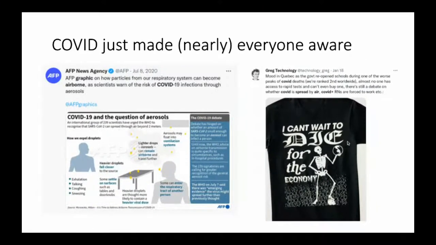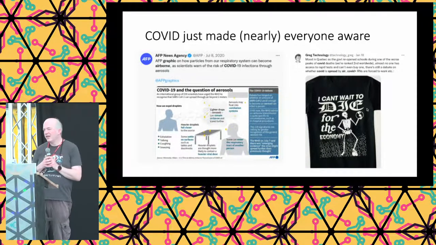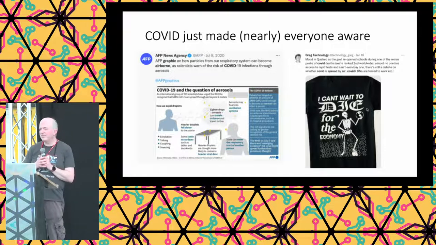Okay, people mostly weren't talking about air quality until, would you say maybe January 2020? Actually, maybe a little bit later than that. I've got this graphic here, which is actually from July 2020, and this is one of many explainers that you will remember from the news media. Oh, hey, we've just figured out this COVID stuff. Maybe it spreads through the air or something.